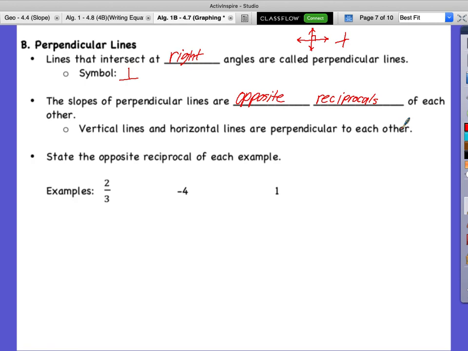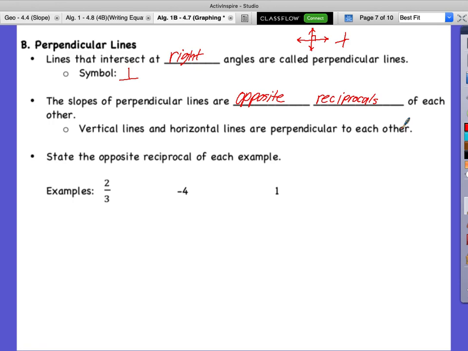Gracie, what does opposite mean? It's the other half, but not the same. What does opposite mean for math? Instead of positive, it's negative. Instead of negative, it's positive. So it's the opposite sign. What does reciprocal mean? It means flipped over. So the slopes of perpendicular lines are opposite, so they're positive or negative, they're opposite of each other, and they flip.